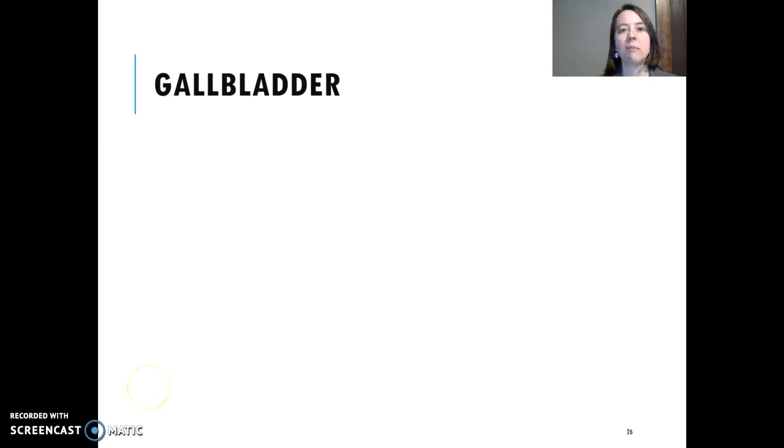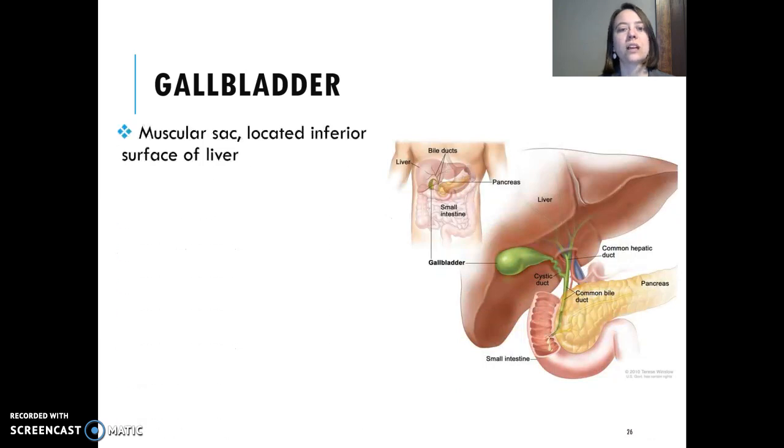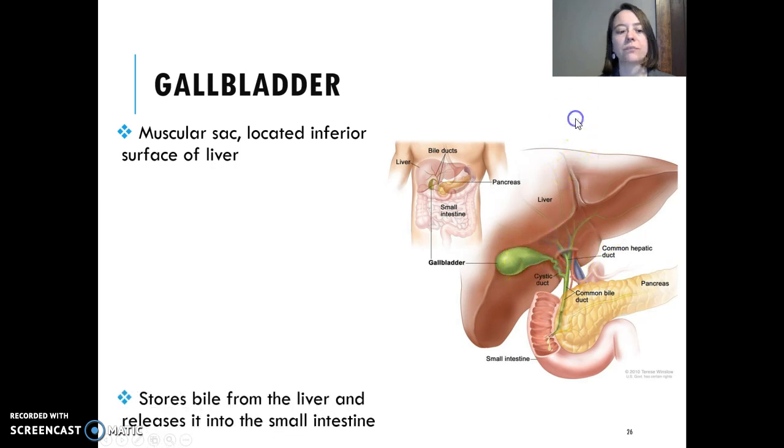We are on the digestive system, chapter 19, part 3. And as you remember, we were talking about the gallbladder. We're going to talk about the gallbladder, which is a muscular sac located on the inferior surface of the liver. If you look at this picture here, here's our liver, and then there is the gallbladder.